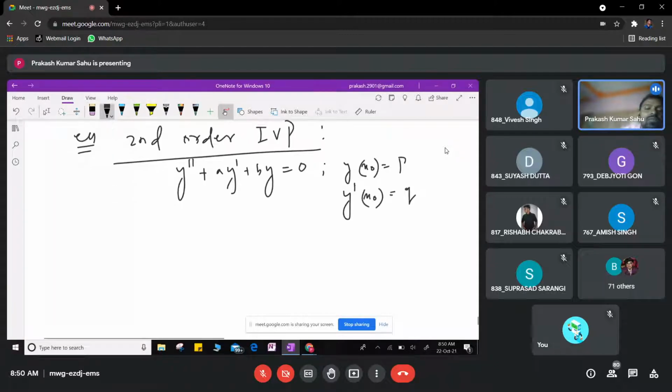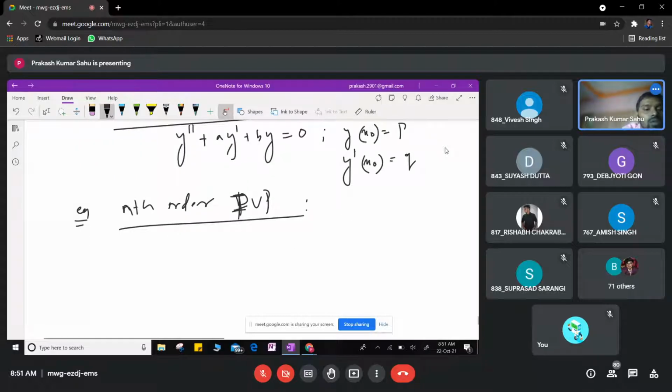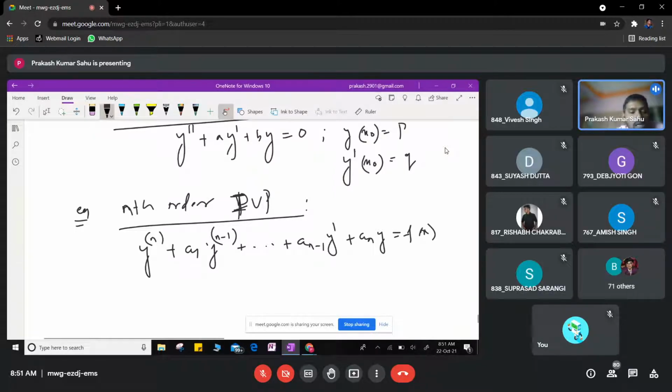Okay, and similarly, if you consider an nth order differential equation, an nth order initial value problem. Initial value problem means a differential equation. So here you see, suppose this is the nth derivative plus a1 into the n minus 1th derivative, then similarly a n minus 1 into y dash plus a n y is equal to f of x. Whatever, homogeneous or whatever you can take. Suppose this is the nth order differential equation.